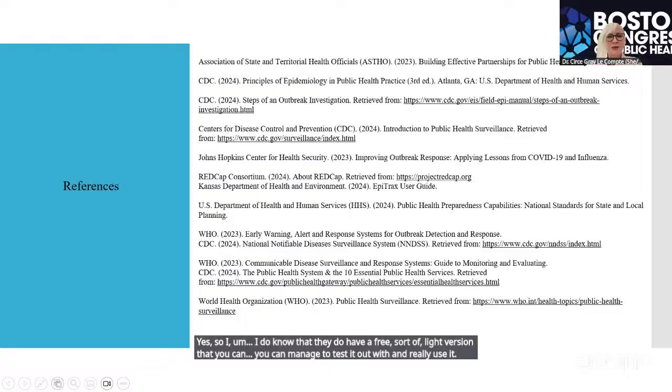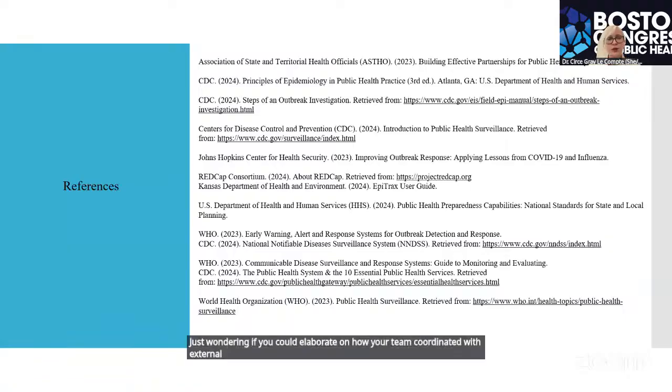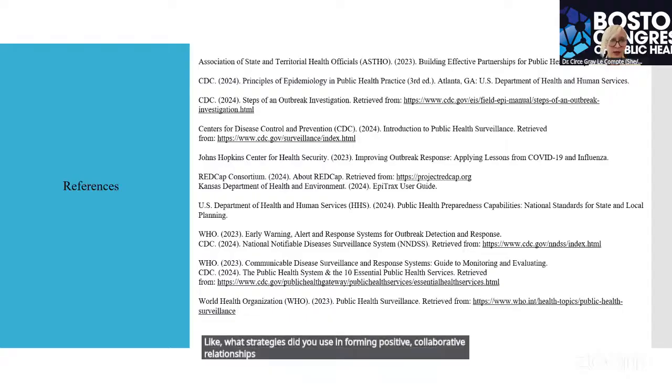Yes, so I appreciate you sharing insights into that. We have another question. Someone wanted to know, thank you for your presentation, and just wondering if you could elaborate on how your team coordinated with external stakeholders to avoid duplication of services. What strategies did you use in forming positive collaborative relationships and coordinating action?